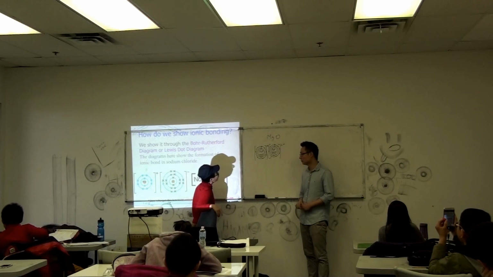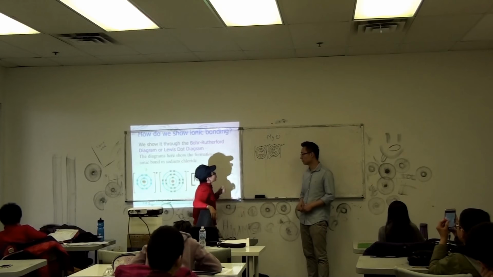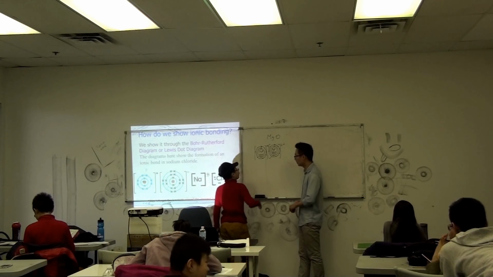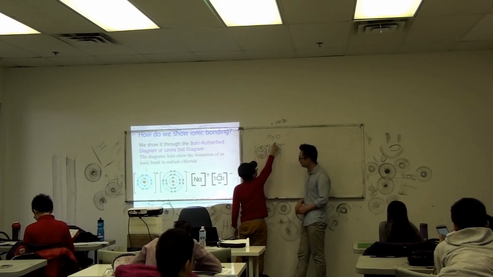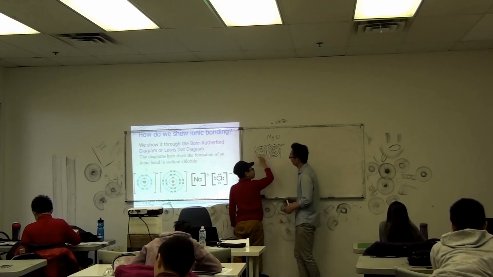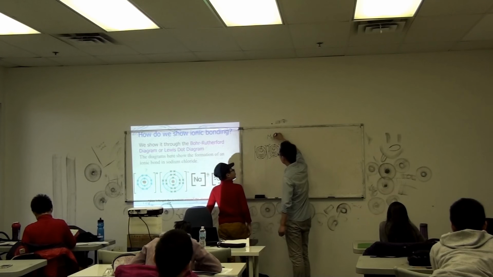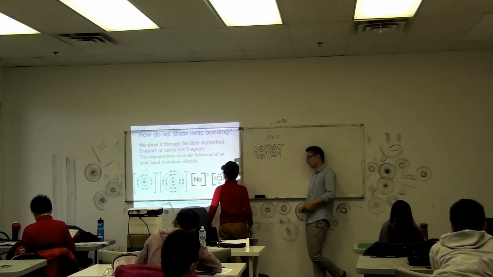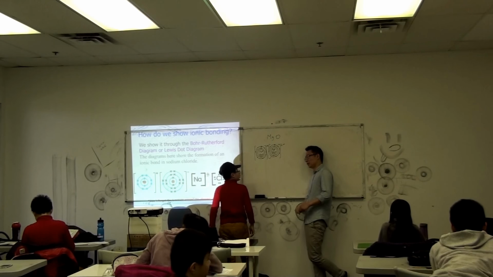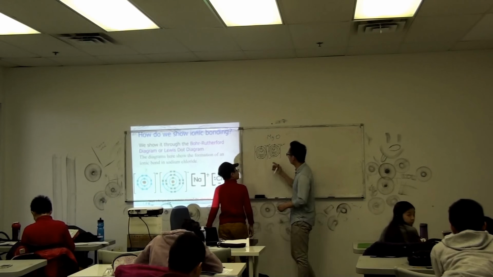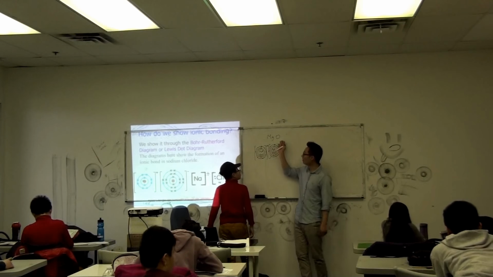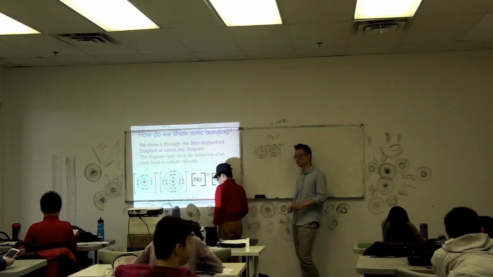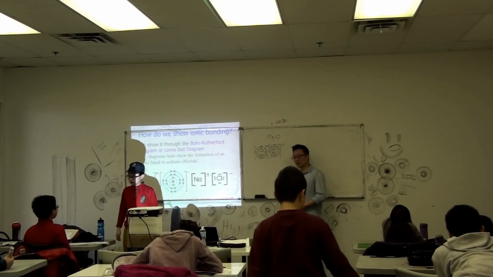Wait, don't move. No one move. So the first one is... No one move. No, you don't always switch them. You have to put this one first, this one second. That's the rule. Okay? The rule is you always write the metals first, the non-metals second. The right side first. Yes. Okay, that's better.